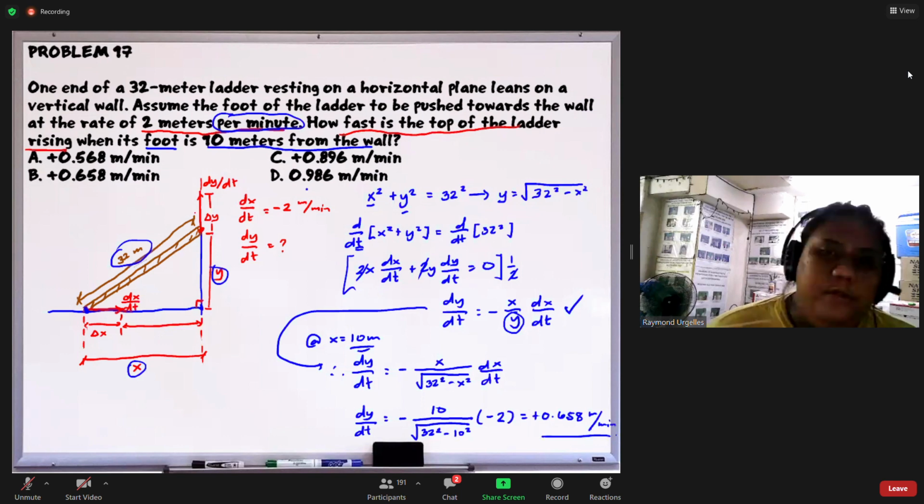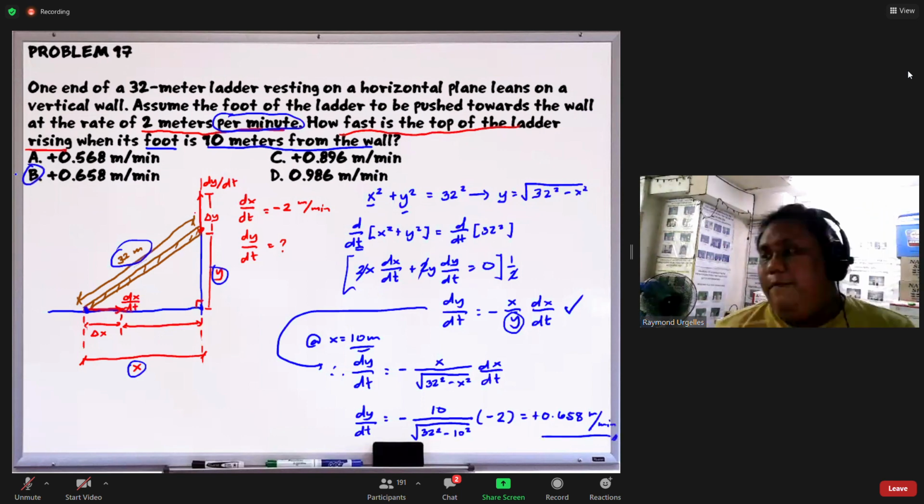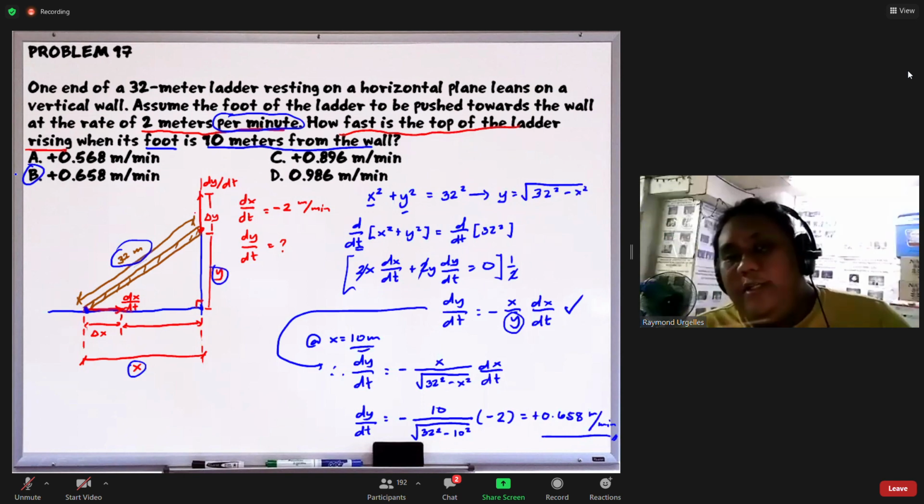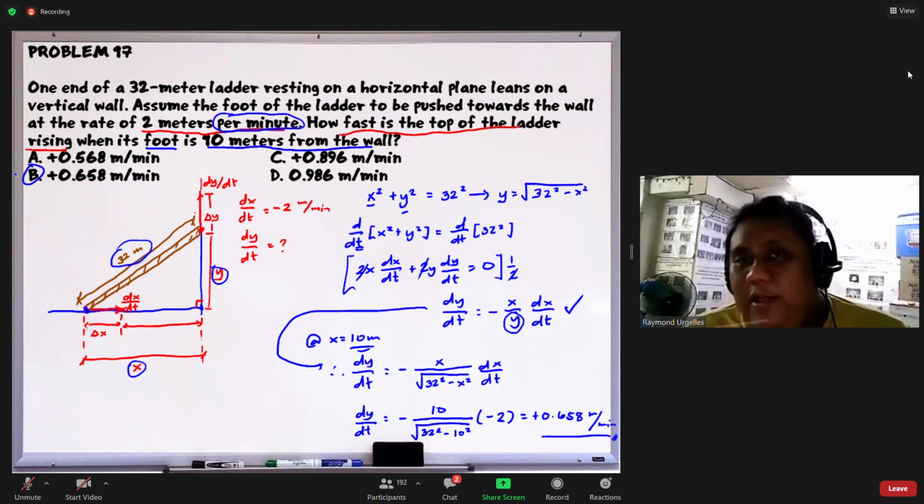So yung tatandaan natin: first, set up the equation. After nyo ma-set up yung equation, get the derivative with respect to time. Tapos solve nyo lang kung ano yung kailangan i-solve sa problem.